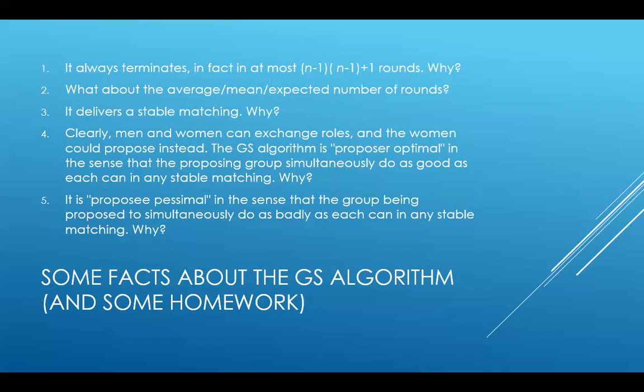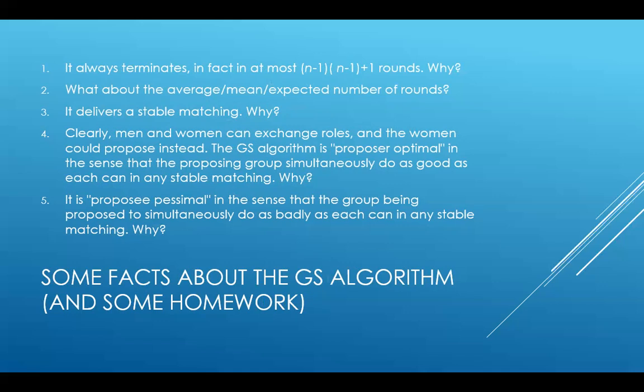Okay. What about the mean number of rounds? How many rounds are there going to be on average? That means if I think of each person's preference list as random, what would be the average number of rounds? That's an interesting question. Why does this thing deliver a stable matching? We'll talk about that in just a minute.